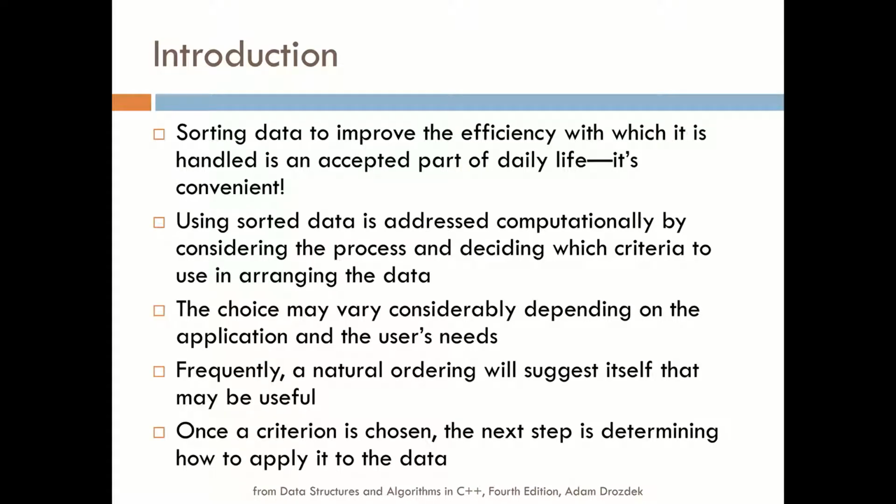So sorting. Why do we sort? We sort for efficiency. We sort because if we're dealing with a large pile of data, it is much better to have it organized in some way. And so sorting does not always mean ascending order or descending order. It means some way of arranging the data.